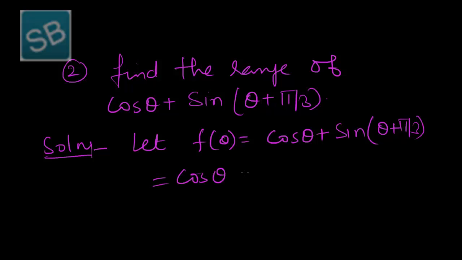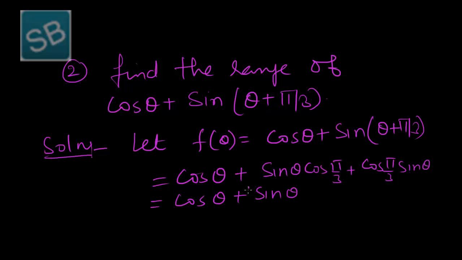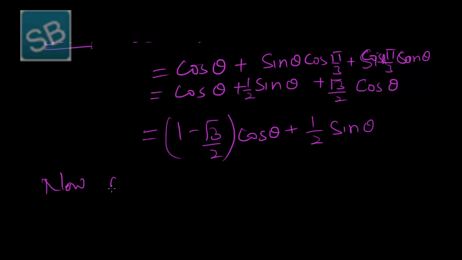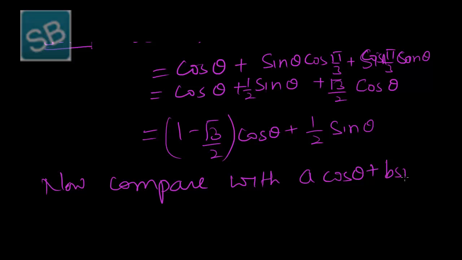So we will open the formula of sine of a plus b, that is sine a cos b plus cos a sine b. As we know the value of cos pi by 3 is half, and sine pi by 3 is under root 3 by 2, into cos theta. So we get the value, that is 1 plus under root 3 over 2 cos theta plus half sine theta. Now compare with a cos theta plus b sine theta.